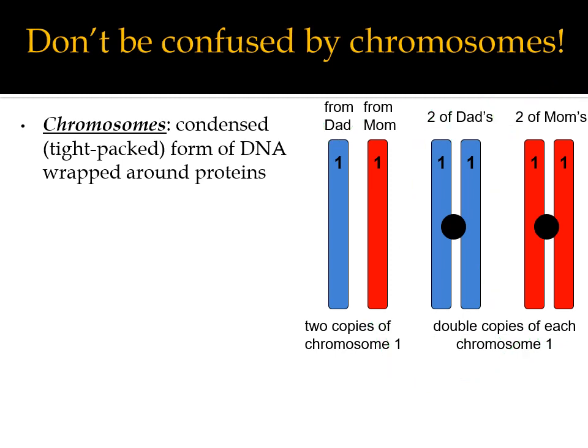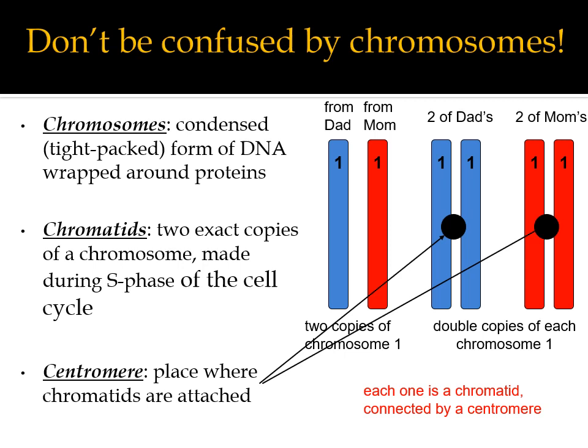Erase my ink here, let's see where it was. So the 2 duplicated copies of the same chromosome, both copies of chromosome 1 from dad and both copies of chromosome 1 from mom, hang out together and attach at their centers. And right now, when we do see this, we're going to refer to each one as a chromatid.